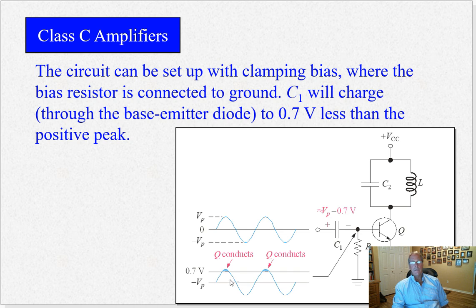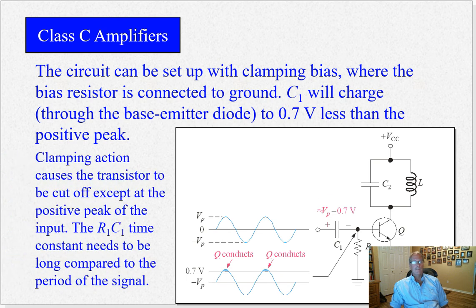And here it is showing the input. Q conducts only at the peaks, just at the peaks. And we have a capacitor resistor arrangement here forming a little high pass filter. So again, you only conduct at the peaks. And this is clamper bias, called clamping bias, where you clamp the transistor off. So it only conducts at these peaks at 0.7 volts.